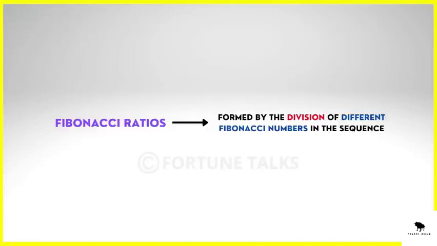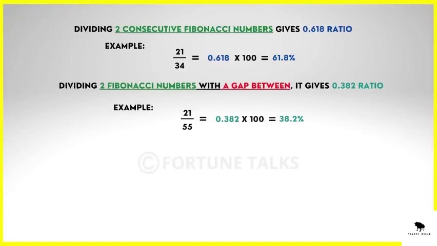If you divide a number on the Fibonacci sequence by any of the succeeding numbers, then we will get the Fibonacci ratios. So, if you divide two consecutive numbers on the sequence, then we will get the first ratio, which is 0.618. For example, if you divide 21 by the next number, which is 34, then you will get 0.618, or 61.8% when converted to a percentage by simply multiplying the ratio by 100.